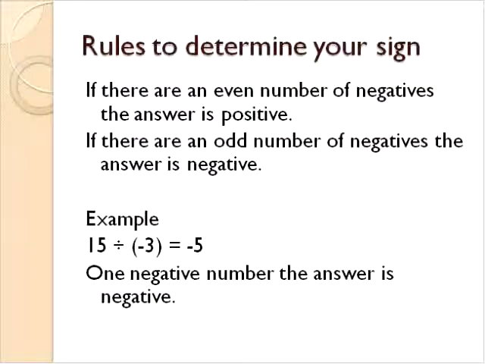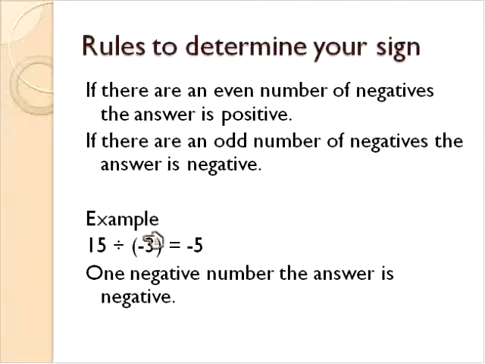Okay, so the next part is that there's rules. And here are the basic rules to determine which sign you have. If there's an even number of negative numbers, the answer will be positive. Like we said last time, 2 negatives make a positive. Well, that's the same for all of those. If there's 4 negatives, it makes a positive. If there's 6 negatives, it makes a positive. So that's basically the rule. If there's an even number of negatives, it will be positive. If there's an odd number of negatives, the answer will be negative.